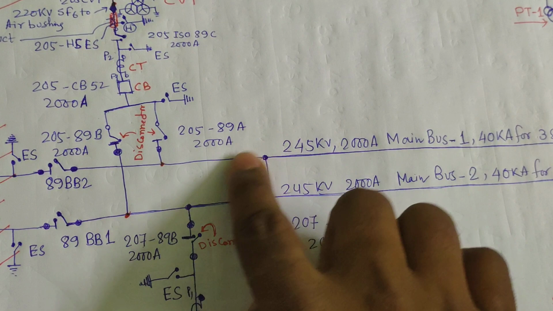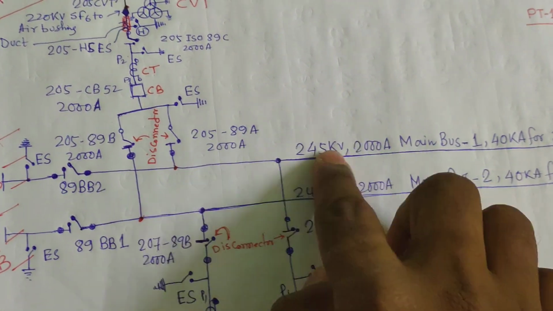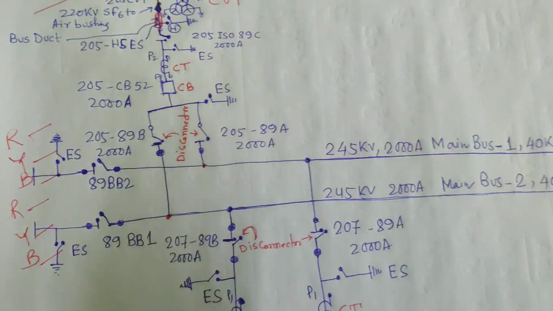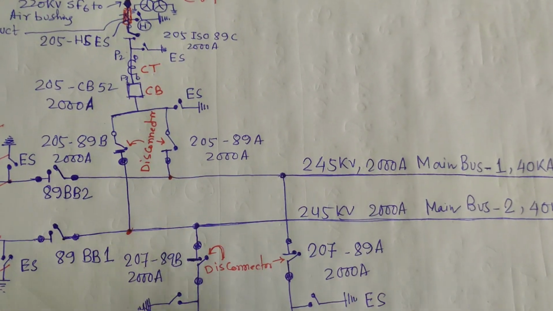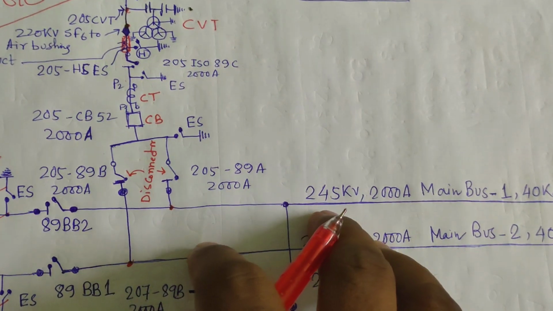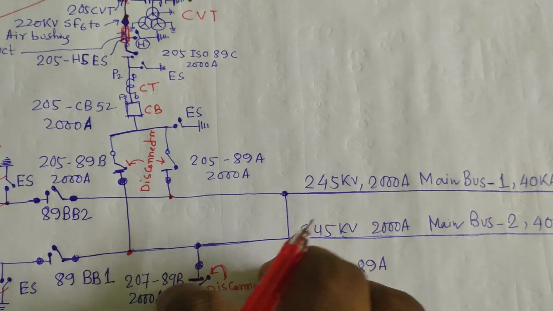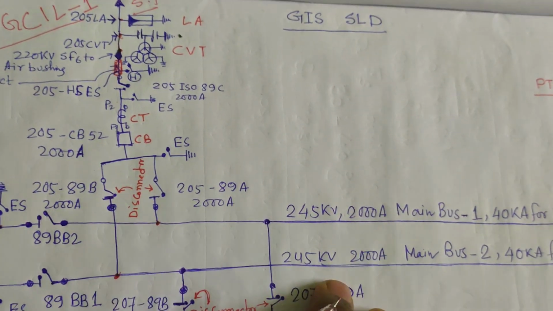Main bus 1 and main bus 2 are connected by the bus coupler in between 50 MVA 1 and 50 MVA 2. So this is our GIS substation. All the things are inside: 220 kV inside, 132 kV inside, and the 33 kV breaker is also an indoor type breaker.